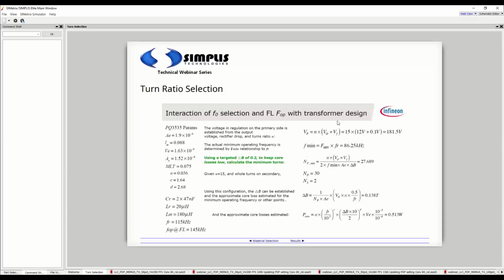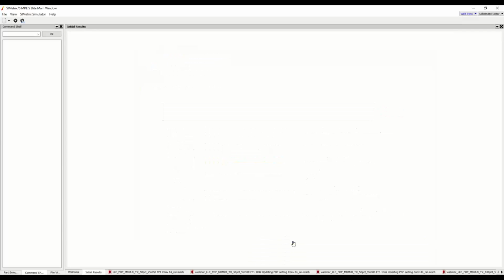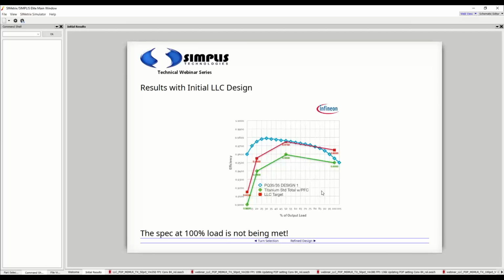When everything was tabulated and we got the results for the efficiency of this initial design, what is evident here is that while the peak efficiency spec at 50% is being met, the spec at 100% load is not being met. And we have this drop-off of efficiency as we approach full load. So to see what is going on here, let's now move into the actual simulation model in SIMPLIS.